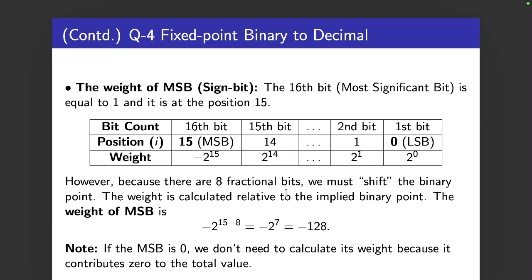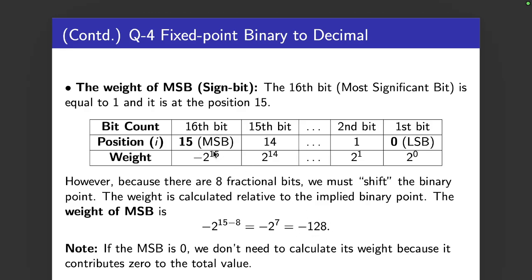Because there are 8 fractional bits, we must shift the binary point. The weight is calculated relative to the implied binary point, and the weight of the most significant bit is minus 2 to the power 15 minus 8. The total position is 15, and there are 8 fractional bits, so we move the binary point by 8, giving 15 minus 8. So actually this is minus 2 to the power 7, that is minus 128. This is the weight of the sign bit 1.